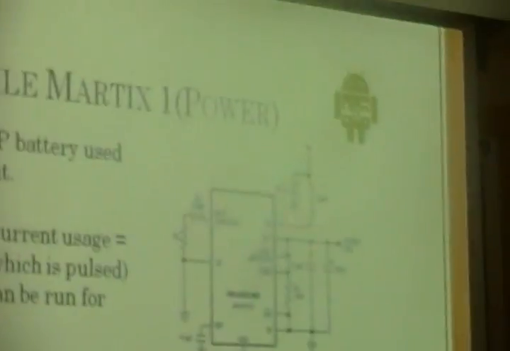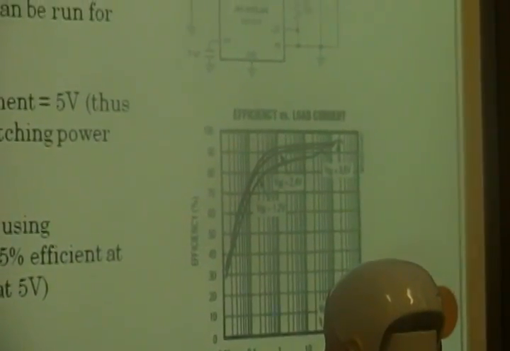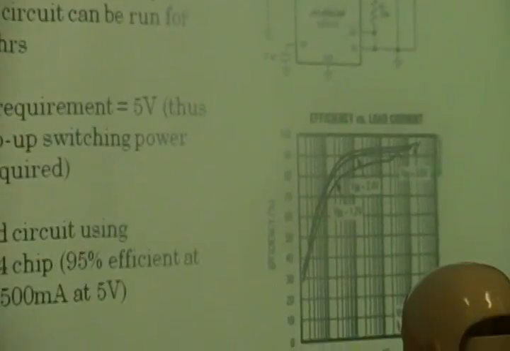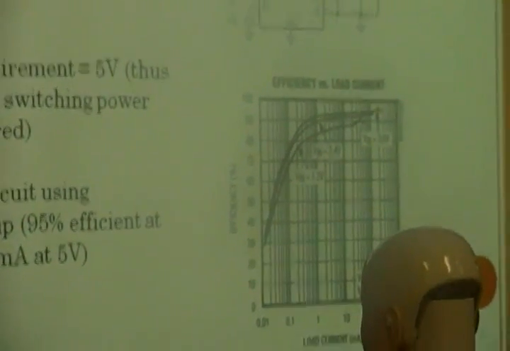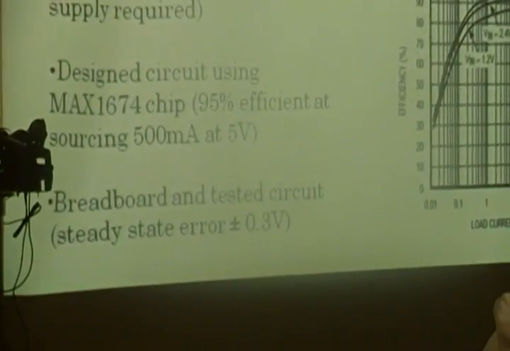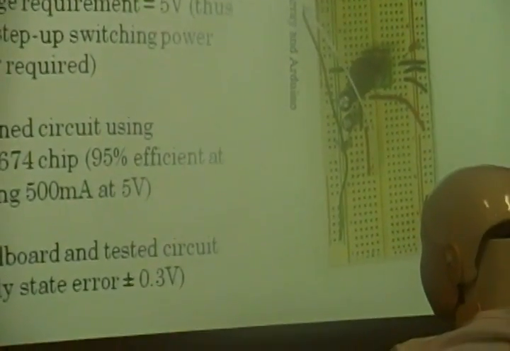Next, as you can see, our schematic of our power circuit, and also the graph of efficiency versus load current. With 5 volt output, it gives us a maximum current of 500 milliamps, which is enough for our circuit. Next, we breadboarded and tested the circuit and got our steady state error to be plus or minus 0.3 volts. And this is our final vector board design.